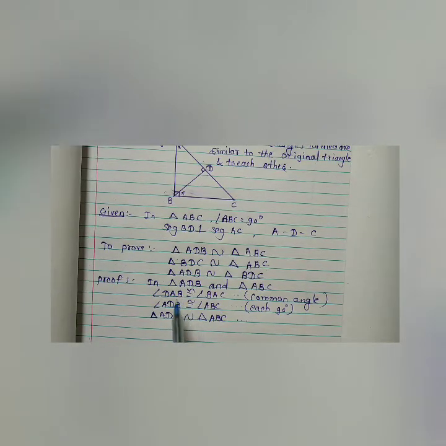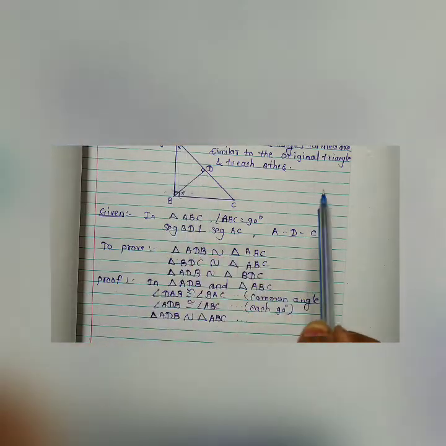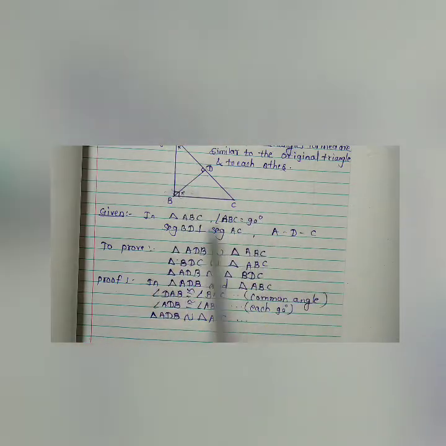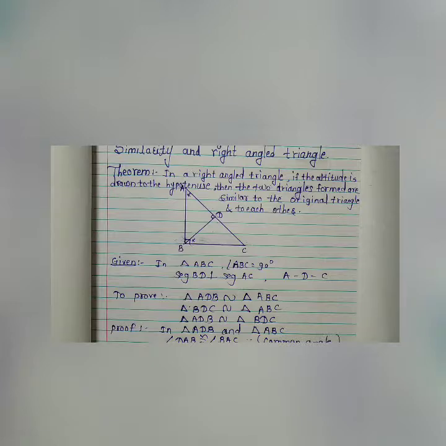Therefore, writing in triangle ADB and triangle ABC: angle DAB is congruent to angle BAC, since angle A is the common angle, and angle ADB is congruent to angle ABC because each measures 90 degrees. Therefore, triangle ADB is similar to triangle ABC by AA test. Give the number first. Similarly, we can prove triangle BDC is similar to triangle ABC.